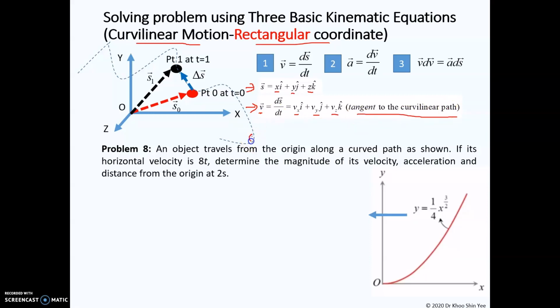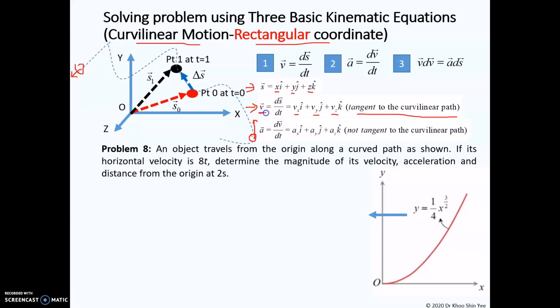For example, let's say the particle is moving from this point to this point, so you see the velocity is tangent to the path. And the direction of velocity here is tangent to the path here as well.